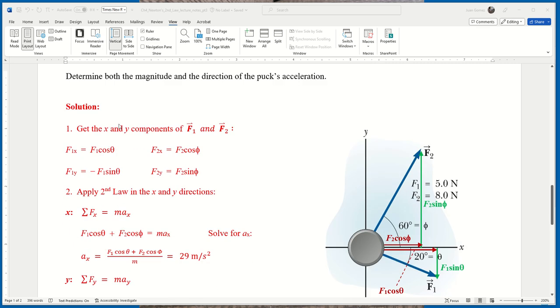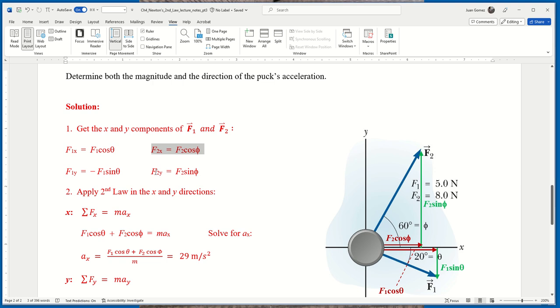So now let's get the x and y components of F1 and F2. F1x is F1 cosine theta, this red vector right here. F1y is minus F1 sine theta. Why is it negative? Because F1 is in Q4, its y component is going to be negative. There we go, I've taken care of it right there. Now what about F2? The x component is F2 cosine phi.